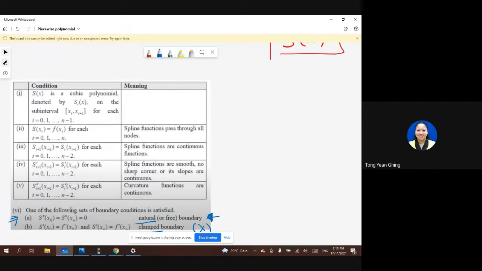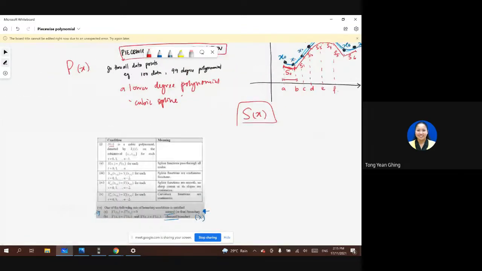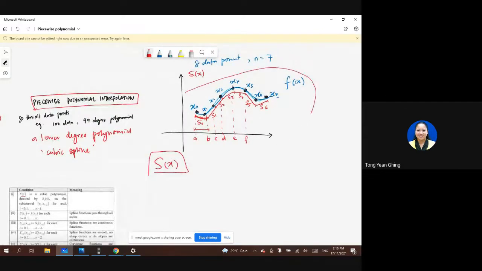Okay, I'll zoom in a bit. The first one says that S(x) is a cubic polynomial denoted by S_i(x) on the subinterval [x_i, x_{i+1}] for each i = 0, 1, until n-1. Like the diagram I drew earlier, the whole thing I make as S(x). That means my S(x) will include S0(x), S1(x), and so on until S6(x).